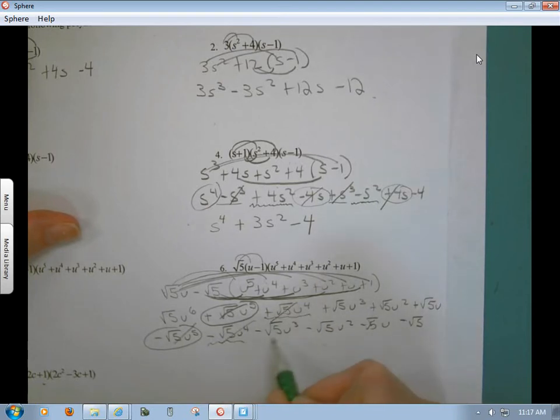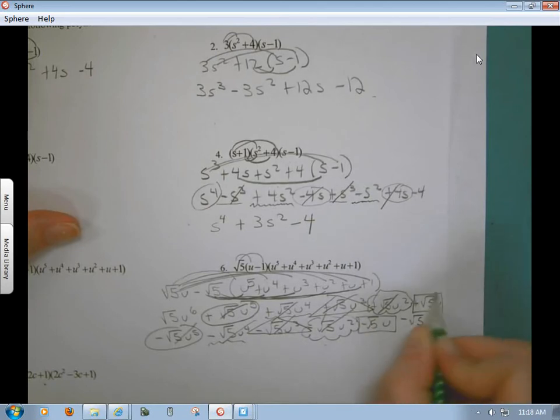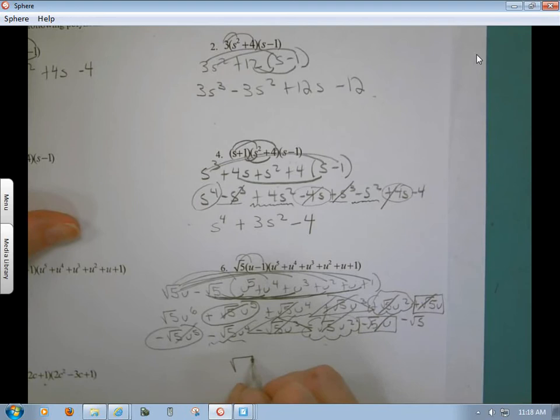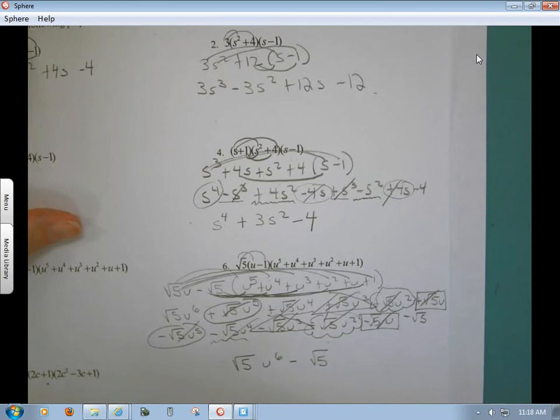Cancel. Cancel. Cancel. Cancel. I'm left with the square root of 5 u to the 6th minus the square root of 5. I can't combine them because they're not like terms, so I'm finished.